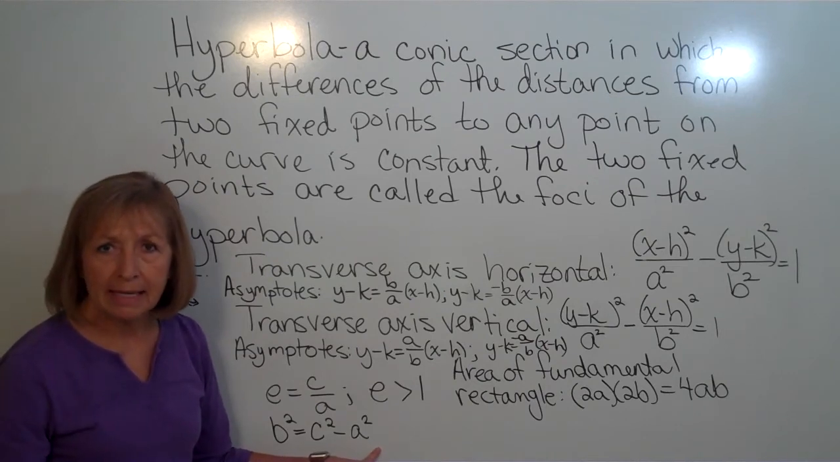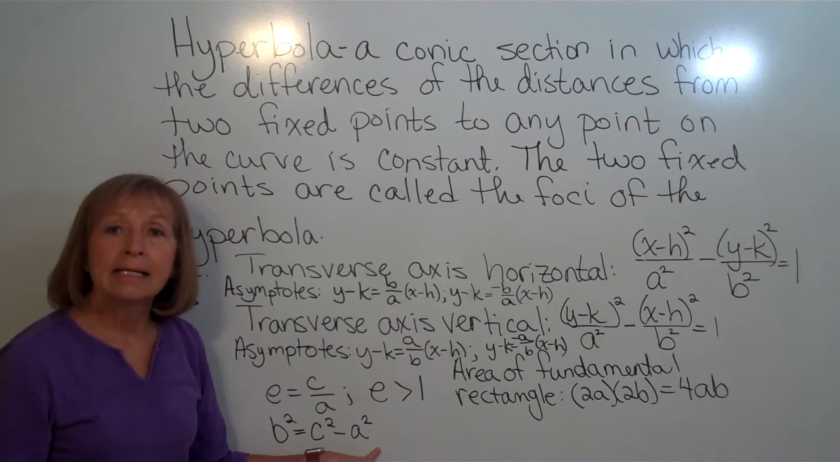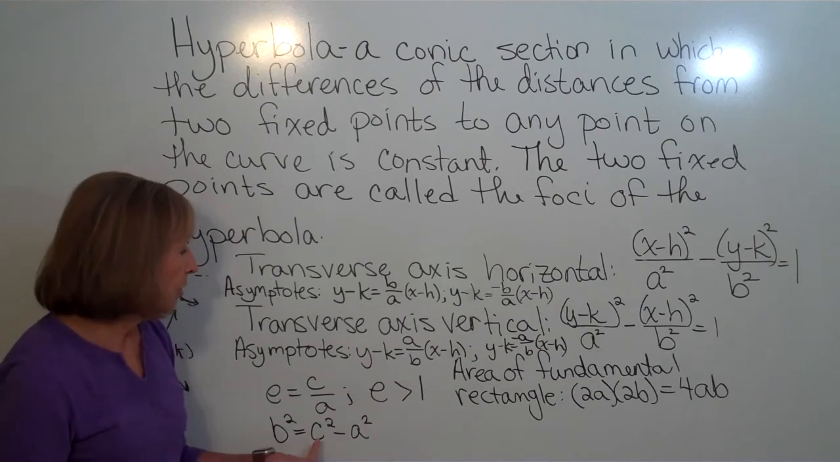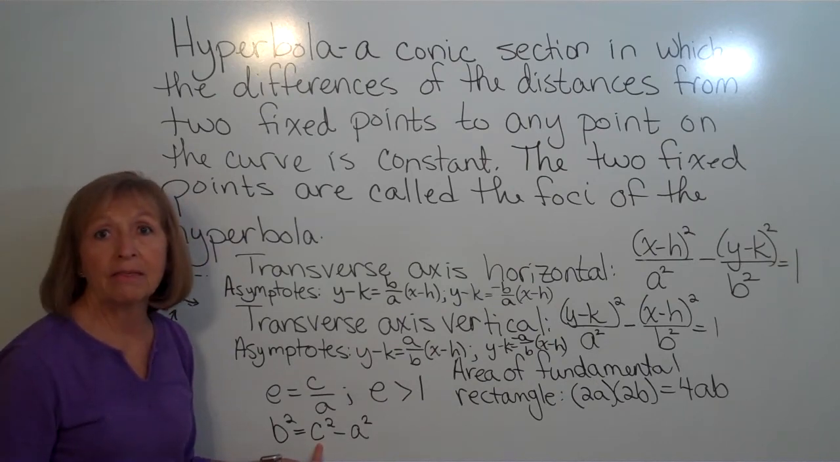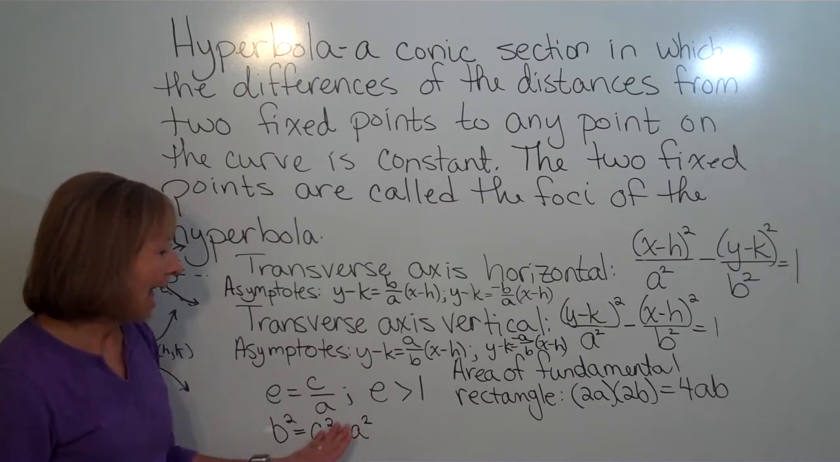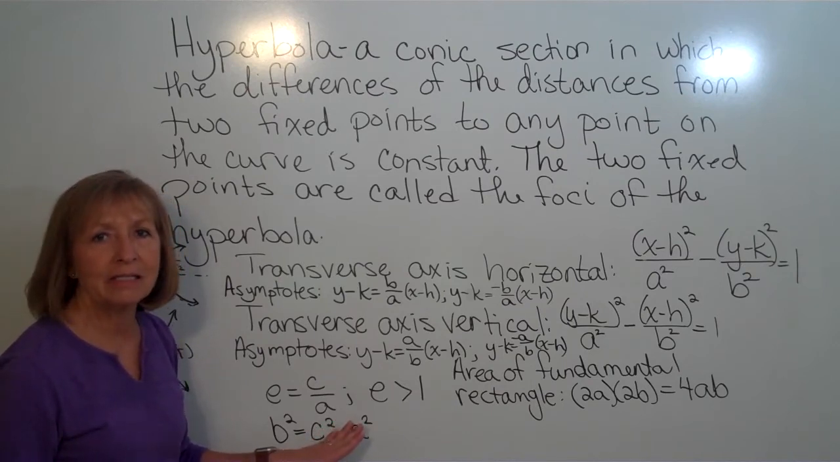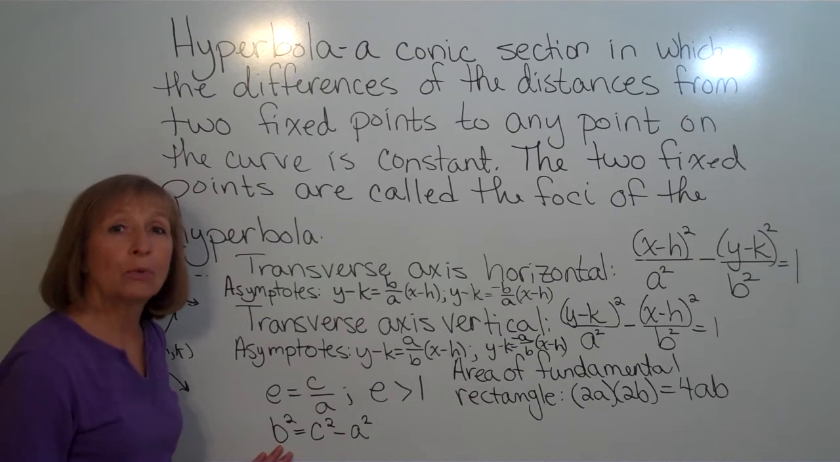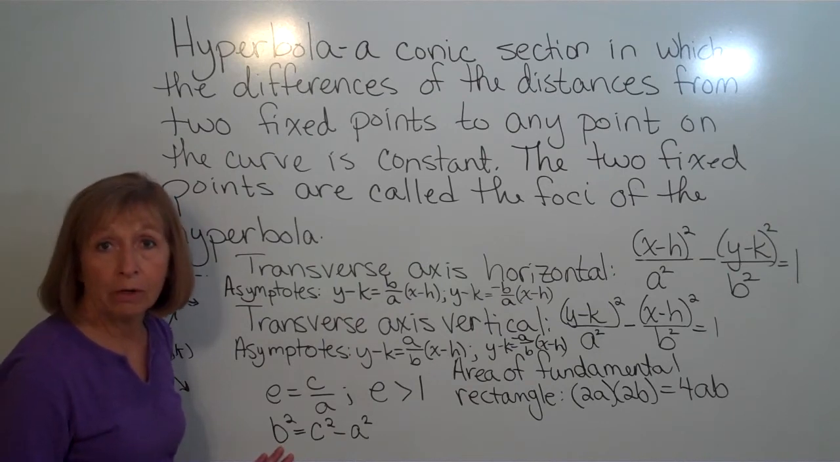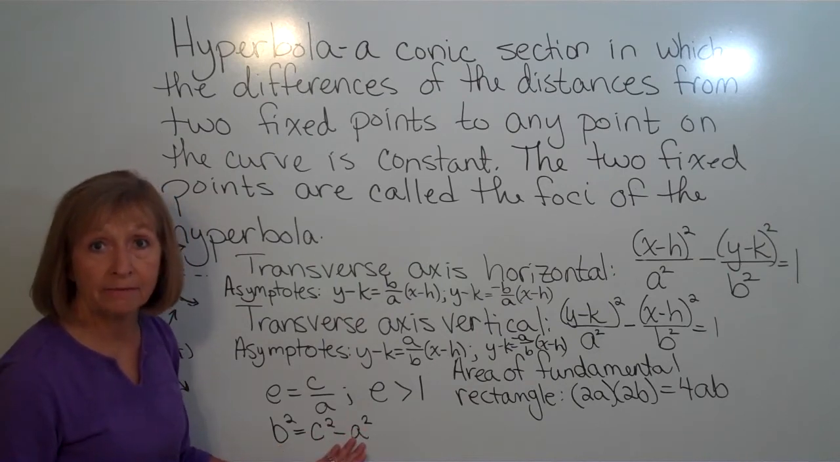Again, that makes sense, because in a hyperbola, c is bigger than a, so the square of c is going to be bigger than the square of a, and I have to get a positive number out of this because my b squared is what it's equal to, and the square of a real number has to equal a positive number.